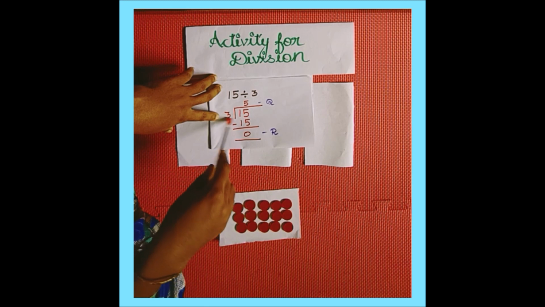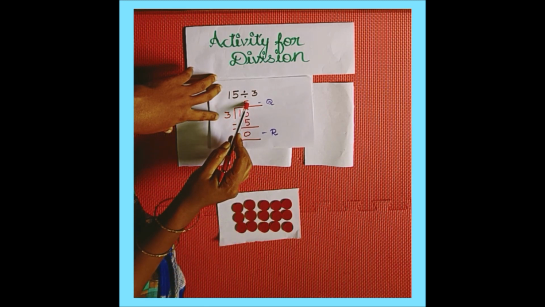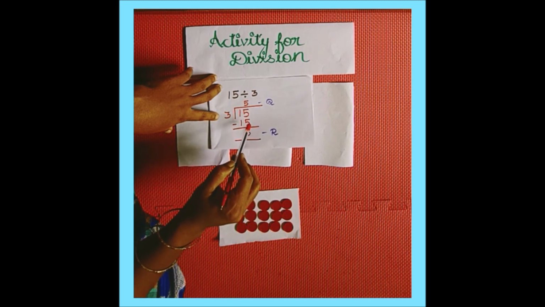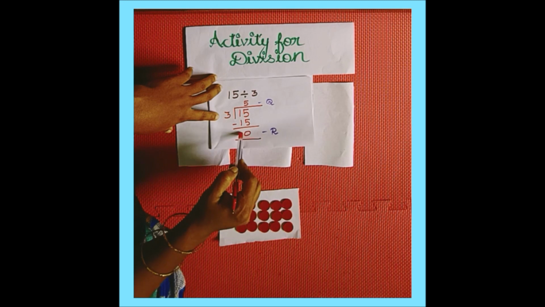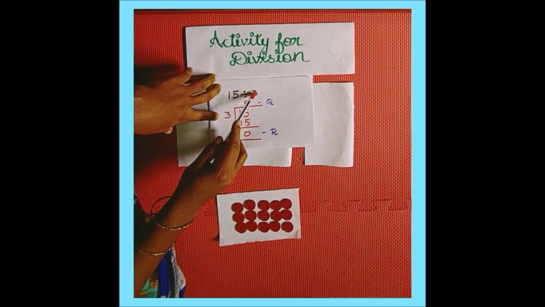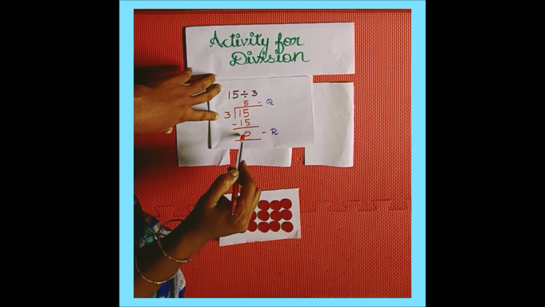So in 3 table, 15 comes how many times? 5 times. So here you have to write 5 in the quotient part. So 5 3s are 15. By subtracting 15 from 15, you get the remainder as 0. So while you are dividing the 15 by 3, your quotient is 5, remainder is 0.